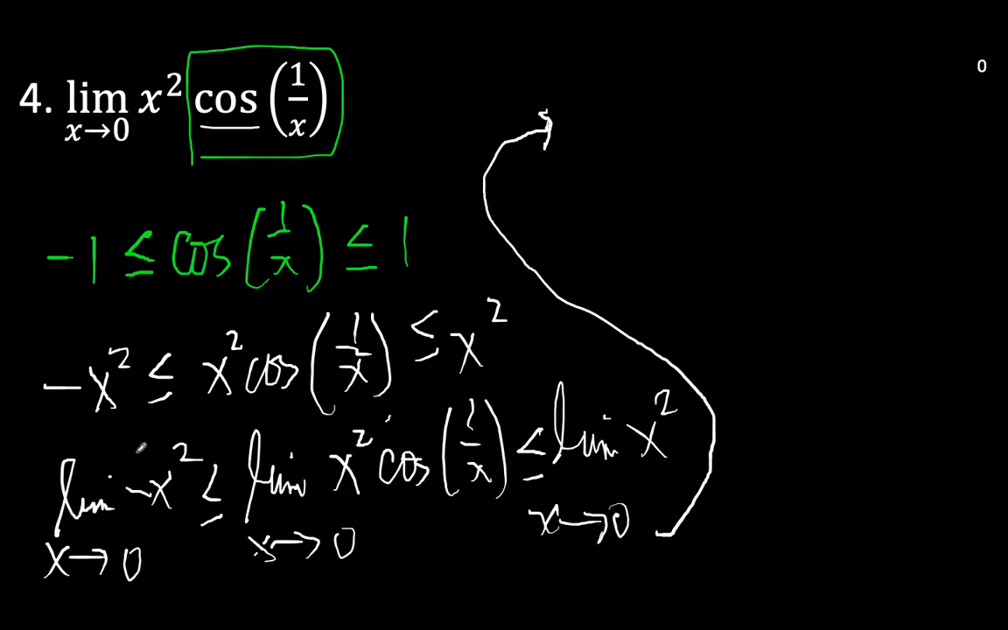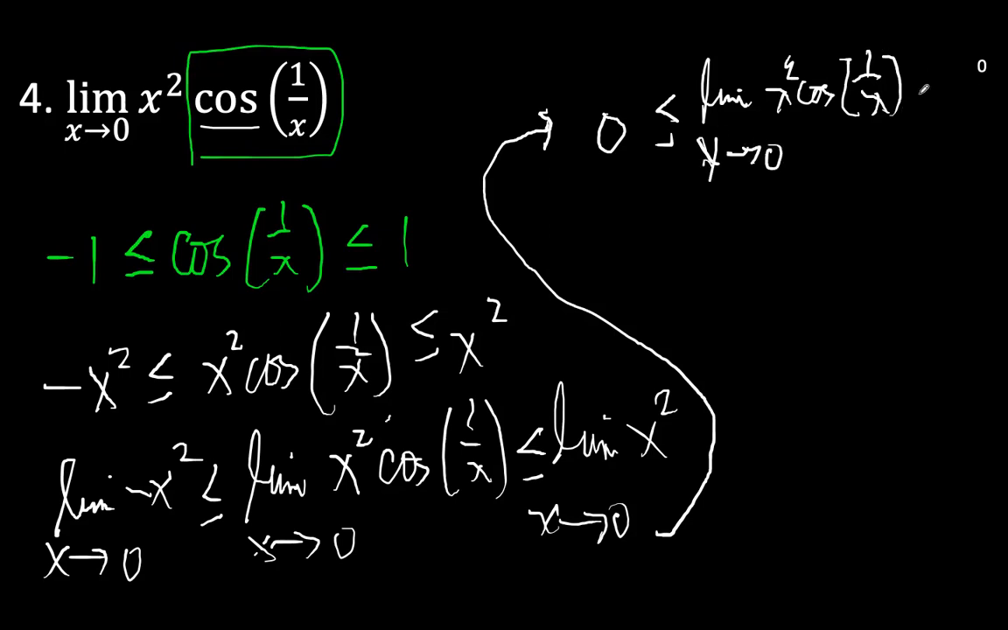So what is the limit of -x squared as x approaches 0? The limit of that is 0. Okay, and copy, since we can't identify the limit of x squared cosine 1 over x as of this moment. Okay, and less than or equal to, what is the limit of x squared as x approaches 0? 0 also.